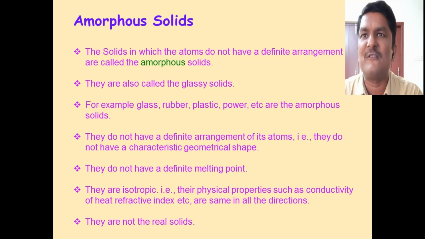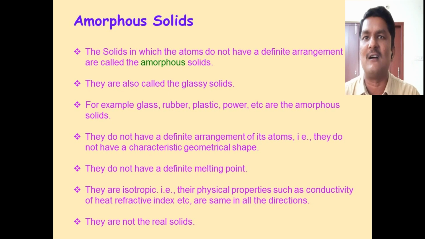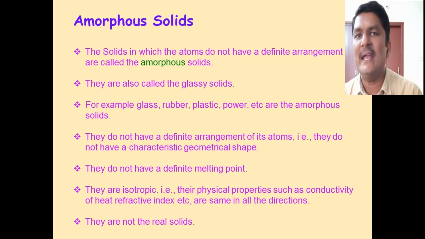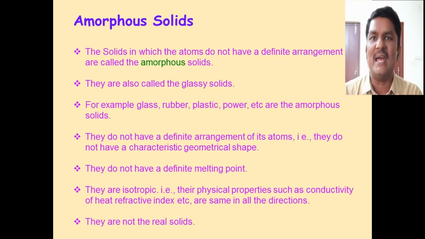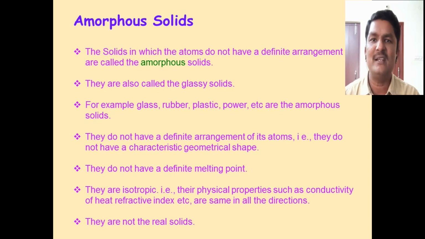Next thing, amorphous solids. The solids in which the atoms do not have a definite arrangement are called amorphous solids. Amorphous solids are also named glassy solids, and they do not have a regular arrangement of atoms. Examples of amorphous solids are glass, rubber, plastic, powder, etc.